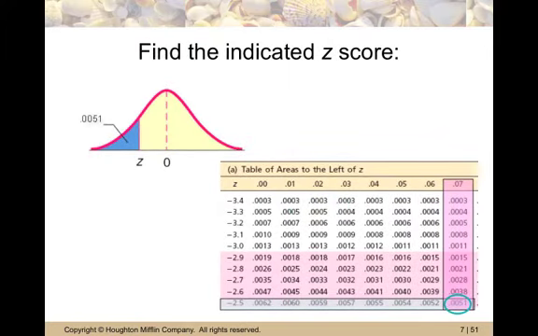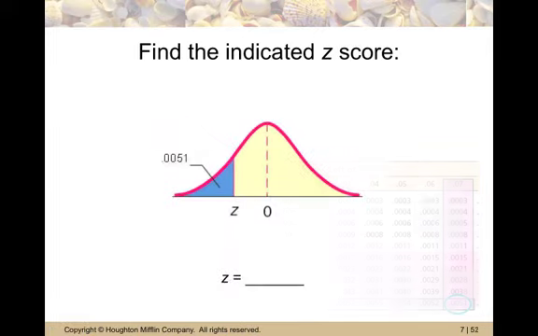Okay, so we want to find the indicated z-score. We want the z-score that marks off the lowest 0.0051, the area that is 0.0051 to the left. So we find that in the body of the table. So you scan, scan, scan. Oh, here it is. And then you can see that the units and tenths digits are negative 2.5, and then it's in the 0.07 column. So the z-score is negative 2.57.